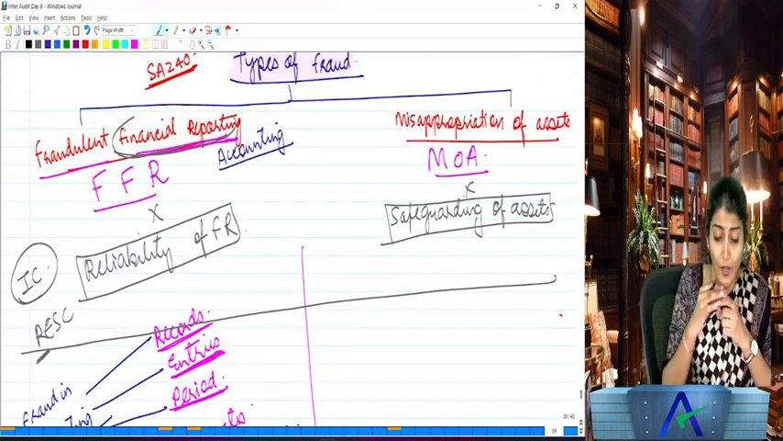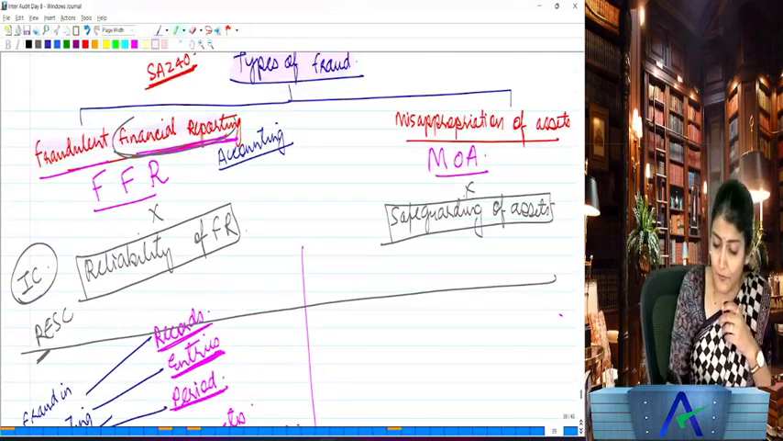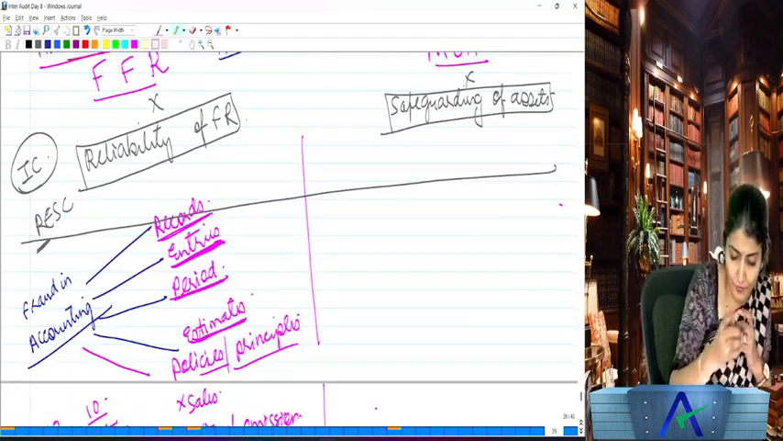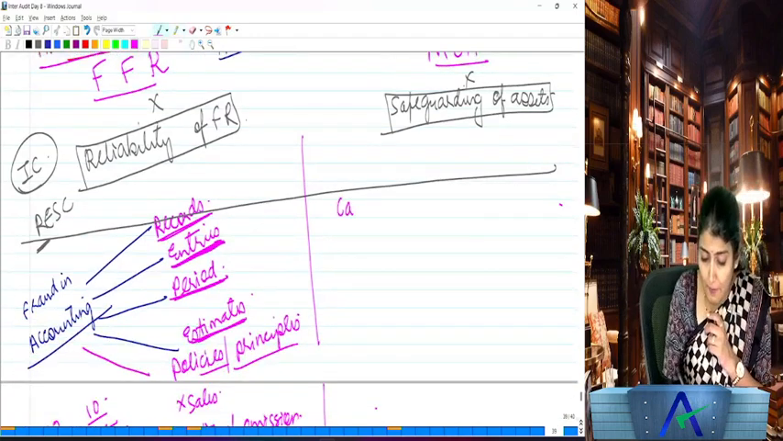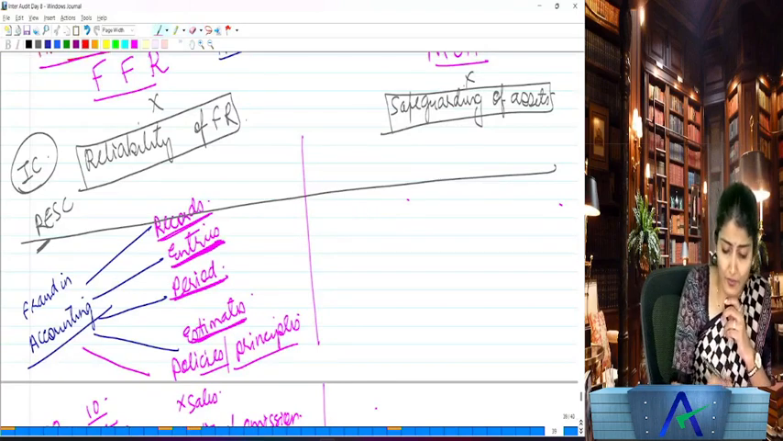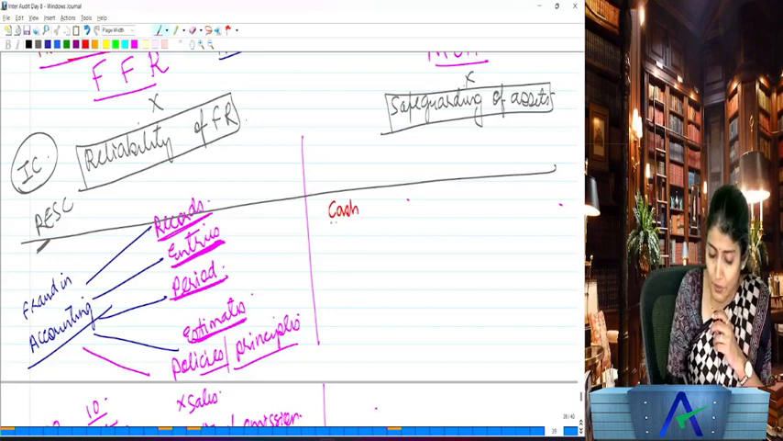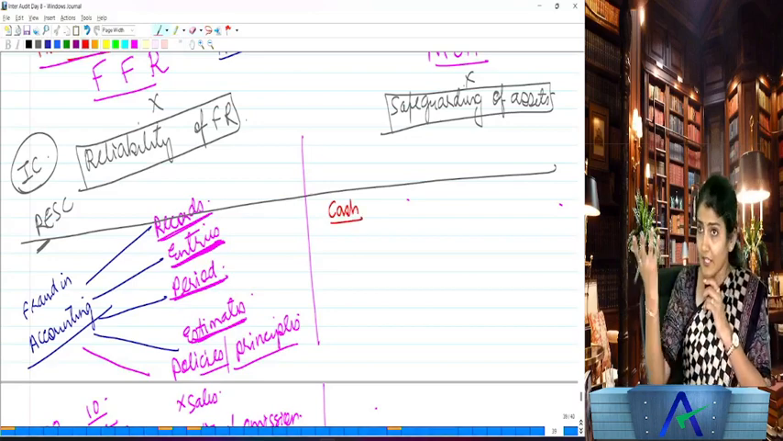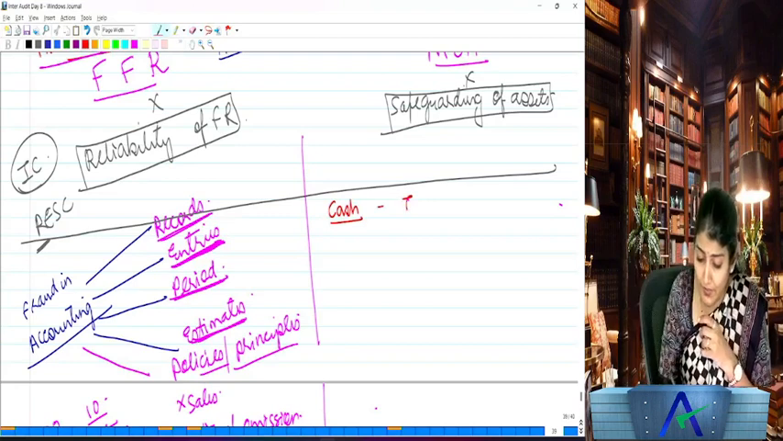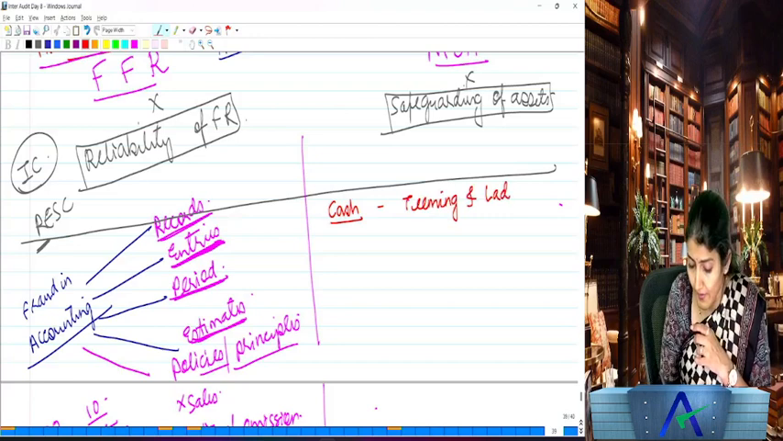Can you tell me what all are the different assets of the company? Cash of the company. You receive the money from the debtor. What accounting entry should you pass? Cash account debit to debtor's account. What you do? You misappropriate. You do the teaming and lading fraud.